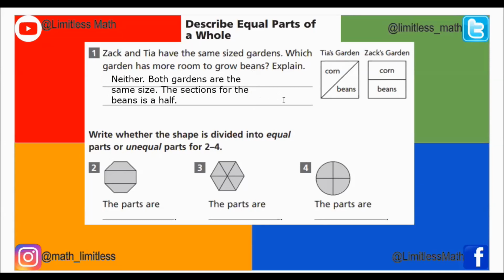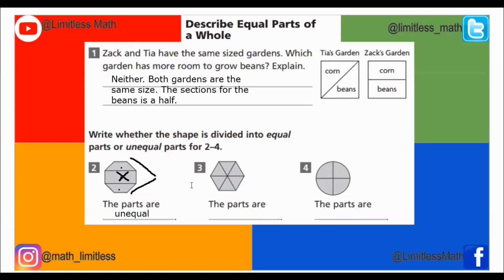Let's look at number 2. We are to decide whether the shape is divided into equal parts or unequal parts, because we know if we are going to write a correct fraction, we have to be discussing equal parts. Let's look at number 2. I can count that there are 3 parts. There's 1, 2, 3. However, these 2 pieces look alike, but this one does not. So these are unequal parts.